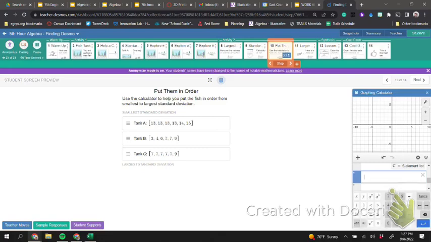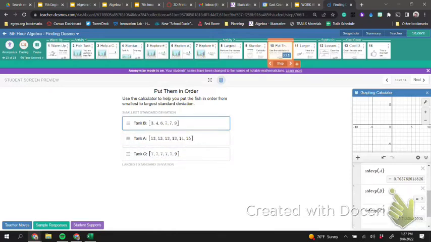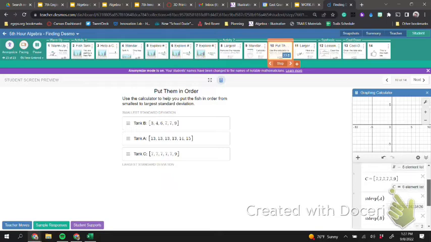So next I'm going to do standard deviation of A. I got 0.76. Standard deviation of B. I got 2. So B is more than A, so I'm good so far. And standard deviation of C is 0.74. Ooh, so that's close. So 0.74 is a little smaller than 0.76. So, wait, did I just do that wrong? I just did it wrong.